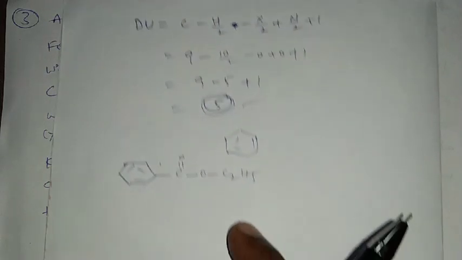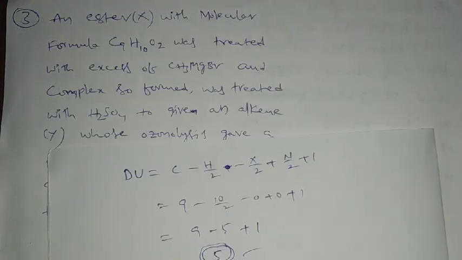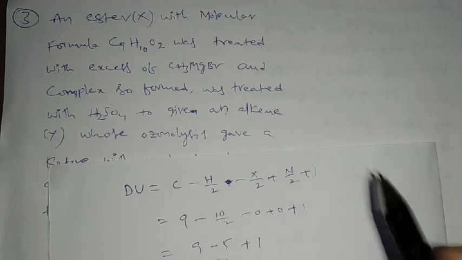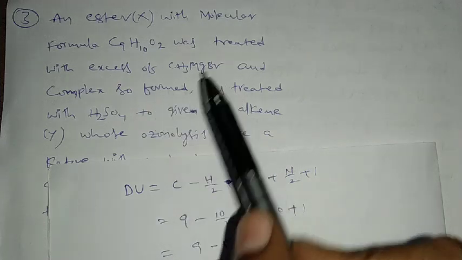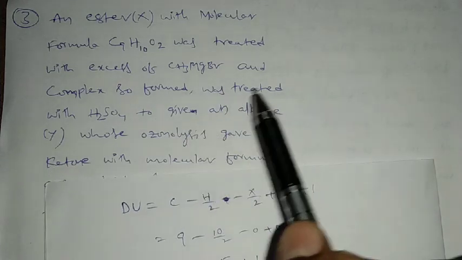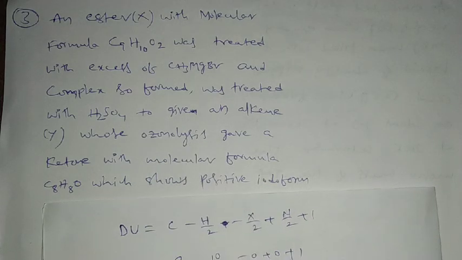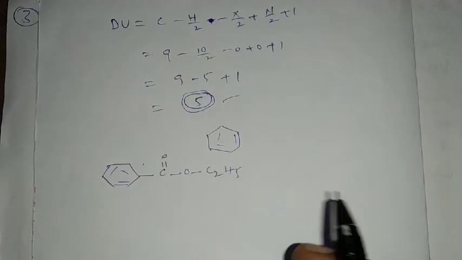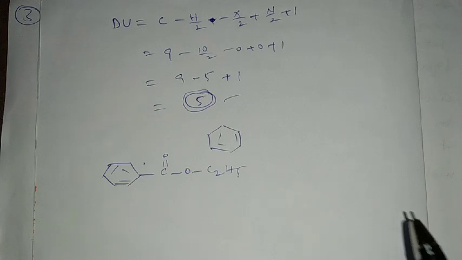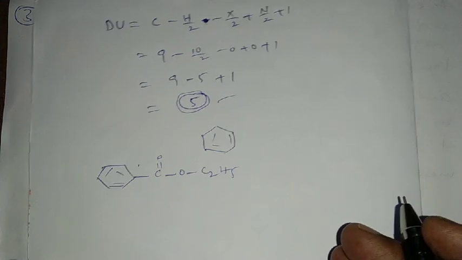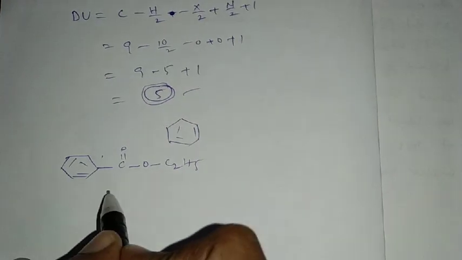Now we are supposed to check whether the remaining conditions are fulfilled or not, because here it is treated with CH3MgBr, then treated with H2SO4, and finally ozonolysis is done. So step by step we are supposed to observe. Now this is the starting material. So we shall check whether the remaining qualities are present or not.